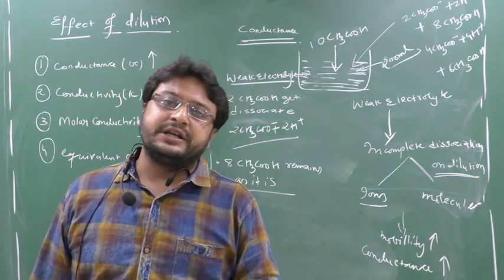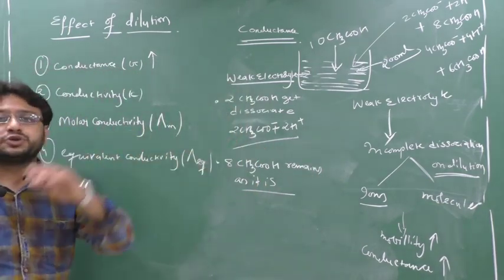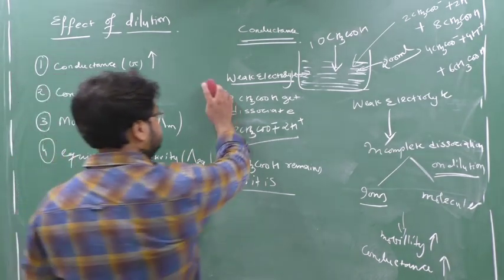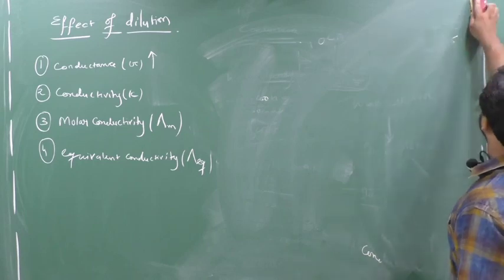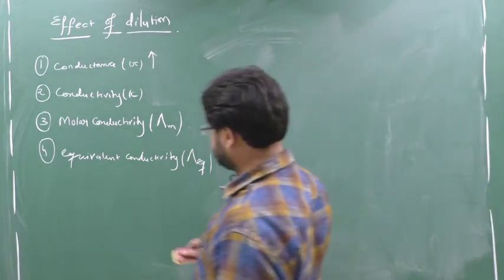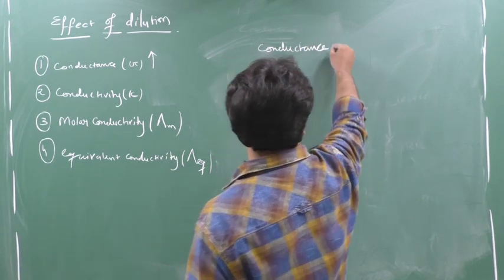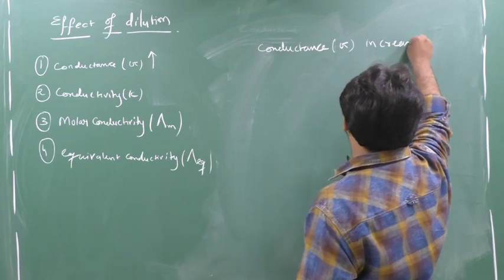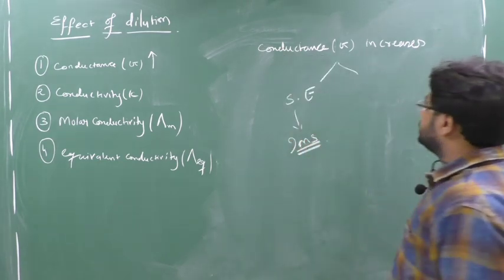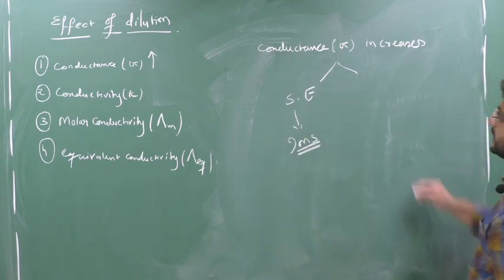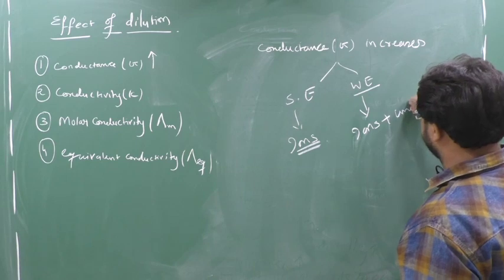For strong electrolyte, the conductance increases due to their ions, but for the weak electrolyte, conductance increases due to their ions as well as free molecules or undissociated molecules. Do you clear this part? So your conductance increases. Clear? I hope you have understood. So now I will write down here: conductance increases for strong electrolyte. The reason is only ions. So conductance increases for strong electrolyte due to ions, and for weak electrolyte due to ions as well as undissociated molecules.